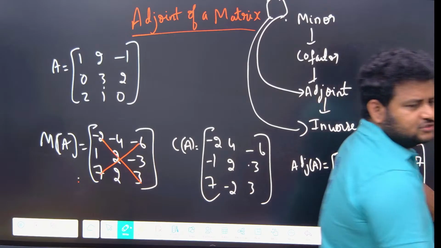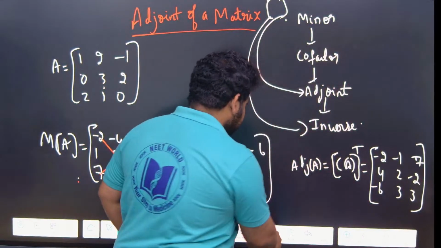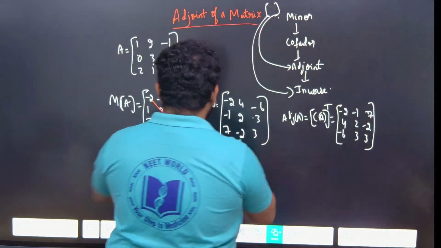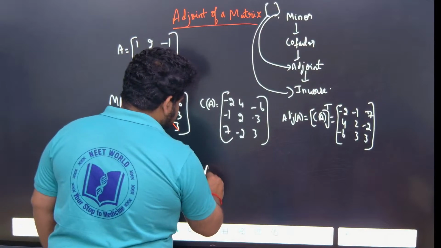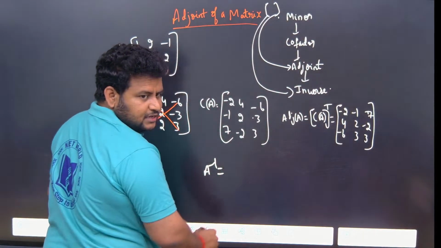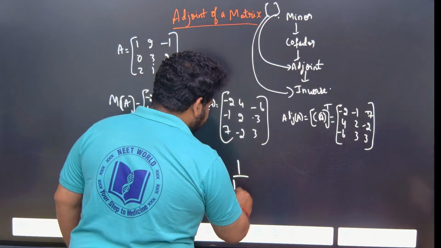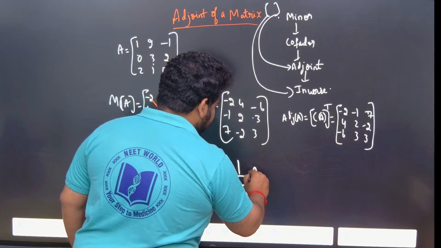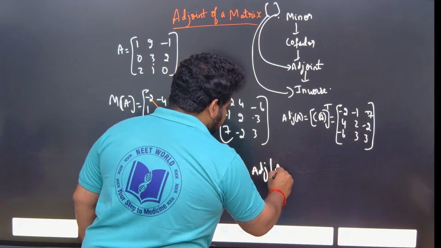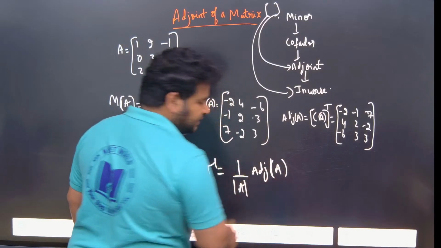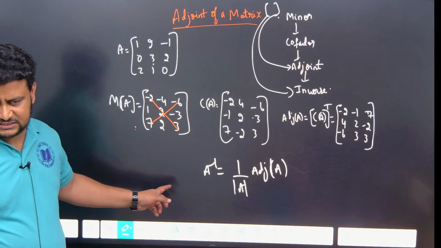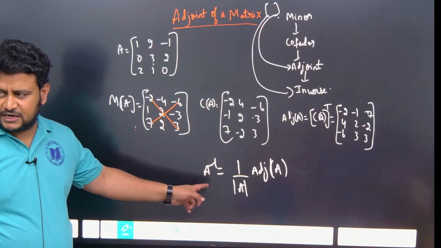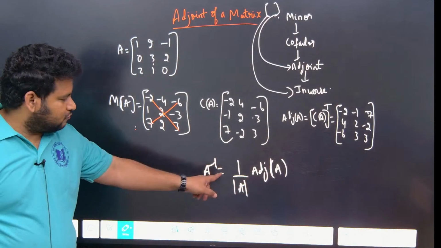So next what we will do, see here, after you have written this, we can find what? A inverse. So A inverse means what? See here, please focus. A inverse is 1 by det of A into adjoint of A. You have to focus on the class. See, A inverse is what? 1 by det of A into adjoint of A. So 1 by det of A is what?